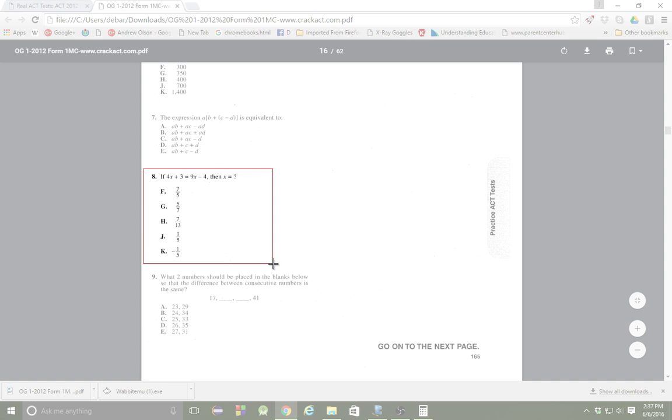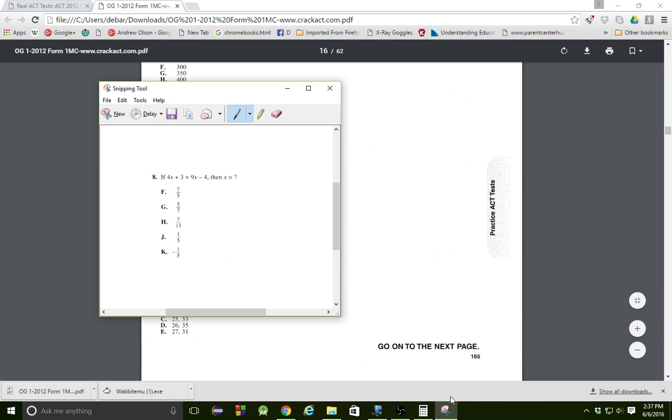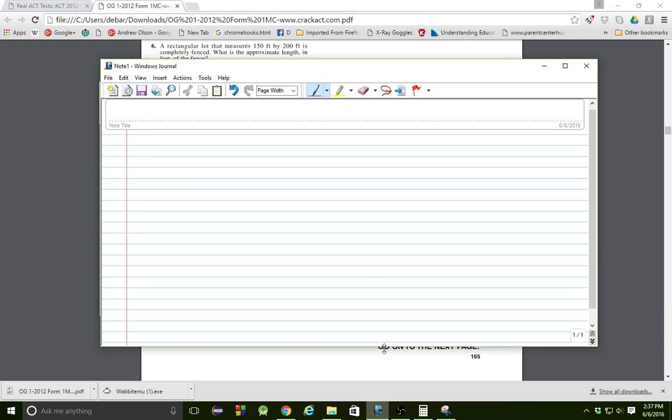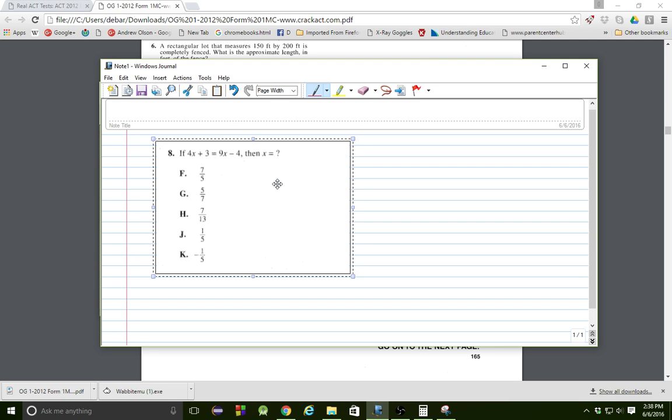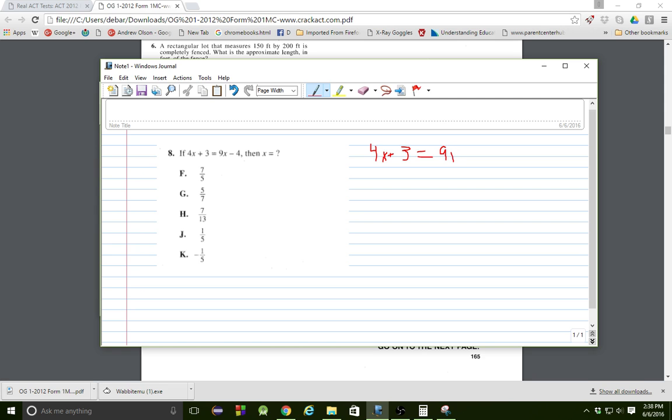Number 8. This is a simple algebra problem. If 4x plus 3 equals 9x minus 4, what is x equal to? So let's just write this out. 4x plus 3 equals 9x minus 4.